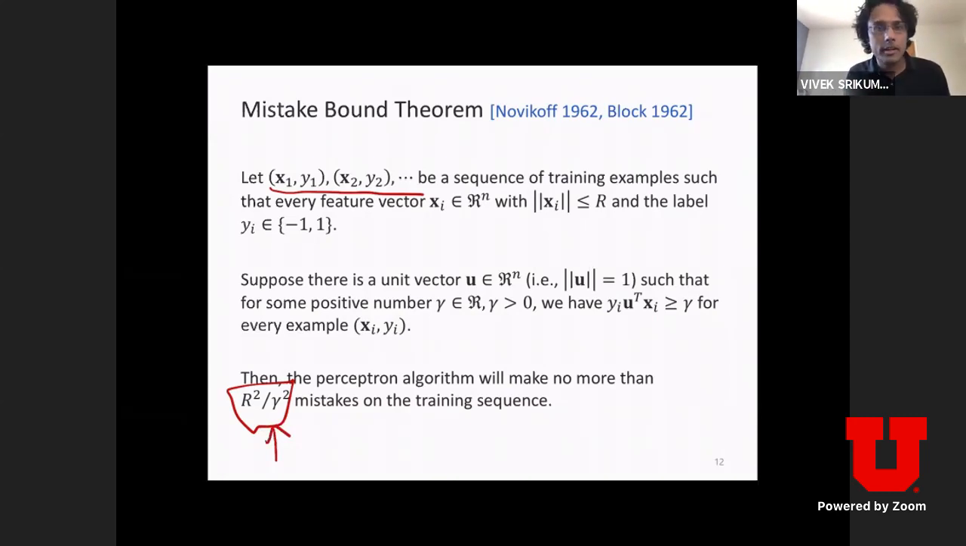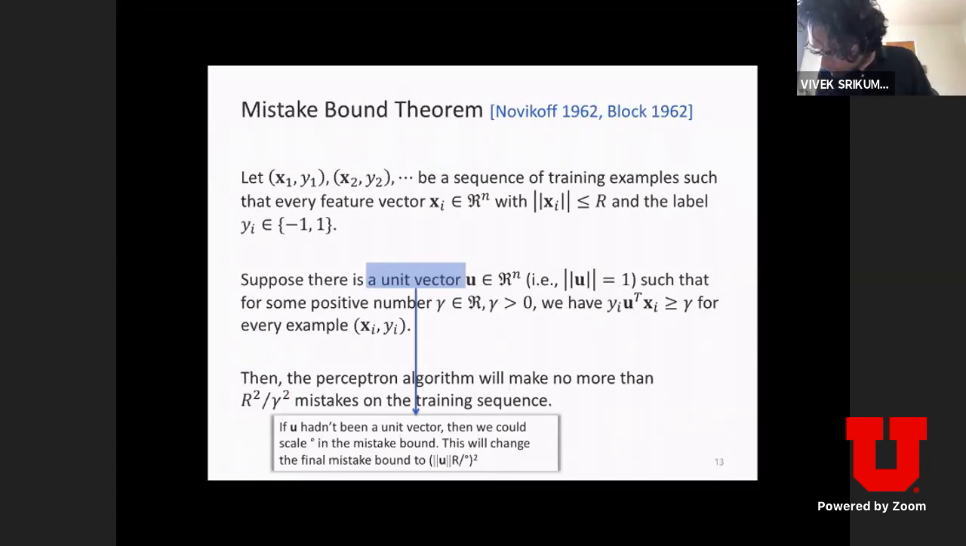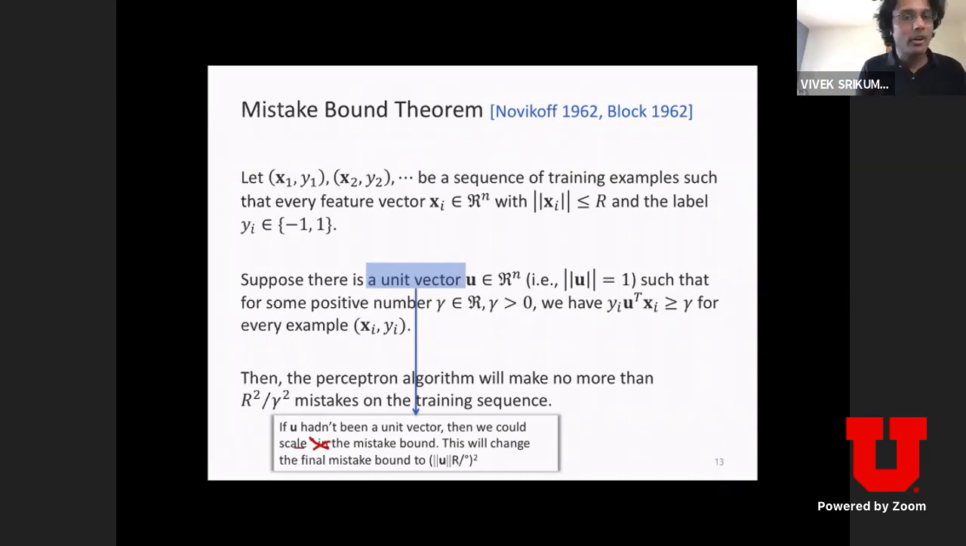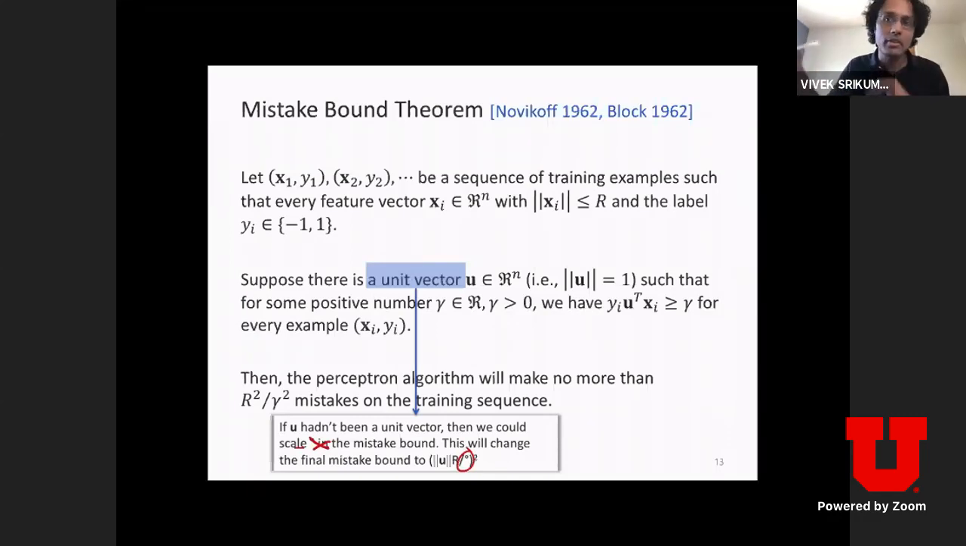By the way, the reason for the unit vector is, I see that there's a mistake here. You can ignore this. I thought I got all the font errors, but it looks like I missed one. Basically, if you don't have a unit vector there, then you will have a scaling factor in the mistake bound. So there will be some term here that divides the mistake bound. It's a simple exercise. You can prove it afterwards.